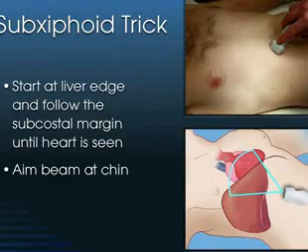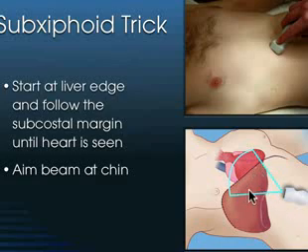Whenever you look at the heart, I think it's helpful to look at it in multiple windows. The first window we think about is a subxiphoid view, and what you're going to do is sort of follow the liver edge along the subcostal margin until you can see the heart. And once you get around to the subxiphoid area, you're going to actually aim the beam towards the chin of the patient. Now, you always think about the heart sort of being on the left side of the screen, but actually what we're really trying to do is aim the beam towards the patient's chin, and in doing so, we still use that liver as our margin.